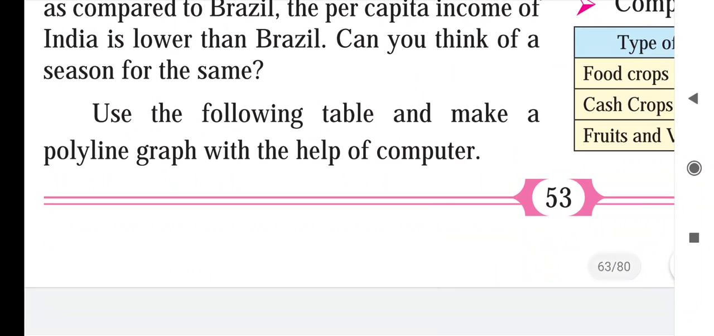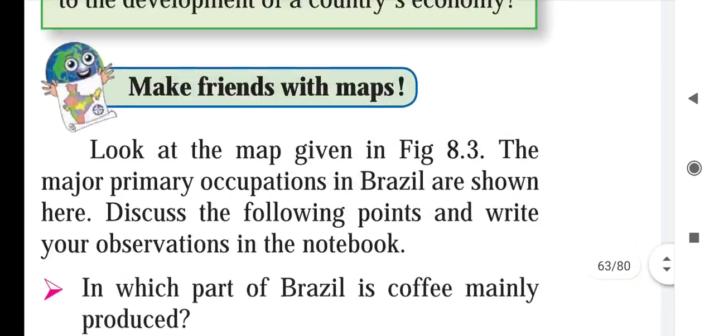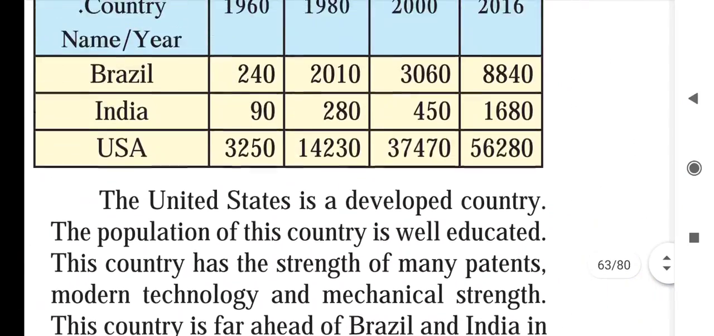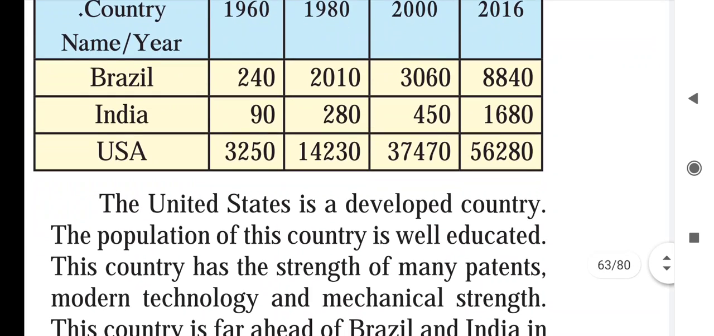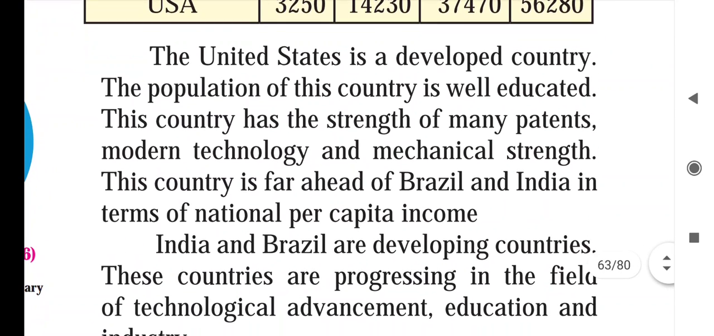Now use the following table and make a polyline graph with the help of a computer. Per capita income from 1960 to 2060 in US dollars is given. So here statistical data has been provided. By using this data we have to prepare the graph.